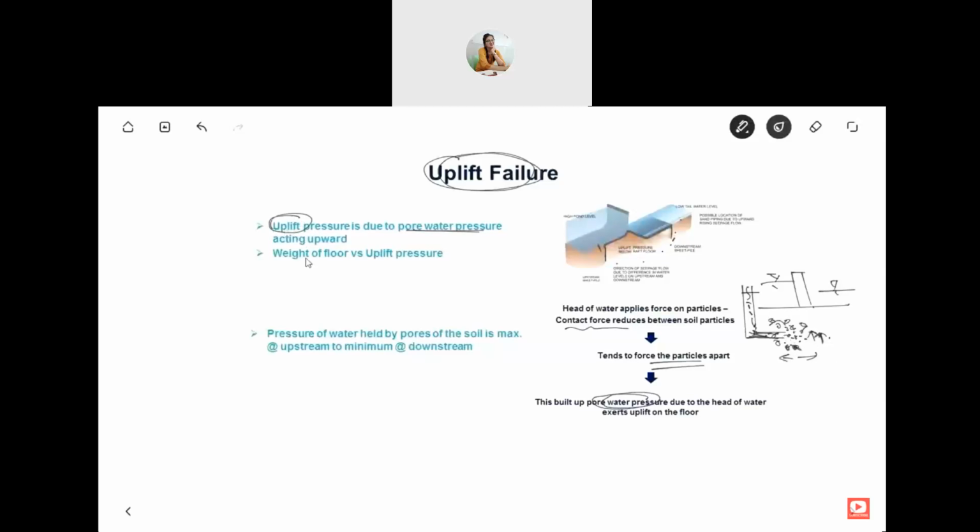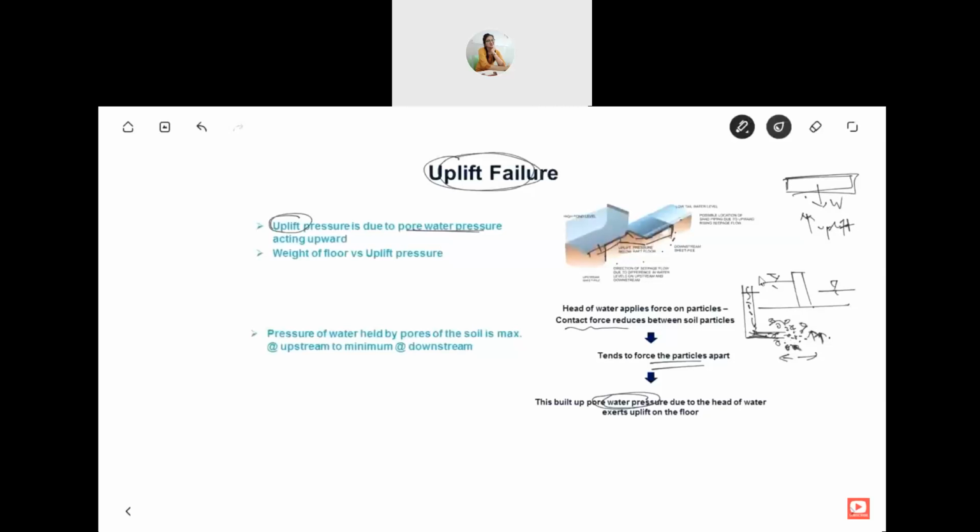So this uplift can be prevented by the floor weight. If suppose this is the weir and you provide some flooring here with concrete or something, the weight of concrete will act downward and this is the uplift. So if this weight of concrete can balance this uplift, then there is no problem.